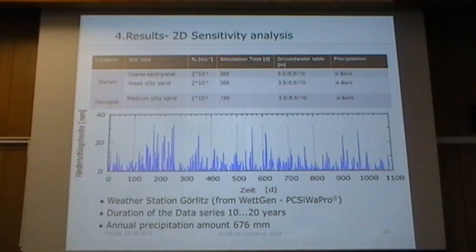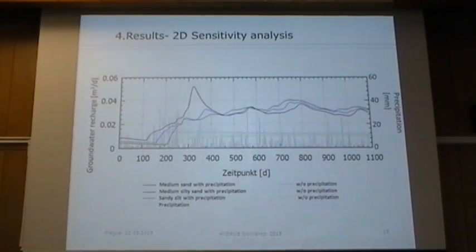In parallel, we did a series of sensitivity analyses. In this case, we used precipitation and different groundwater levels to see which parameter is more sensitive. The precipitation values we took from the closest weather station, called Görlitz. We did this by using synthetic data generated by the weather generator in our program, for a data series of about 10 to 20 years and a minimum annual precipitation of about 676 millimeters.